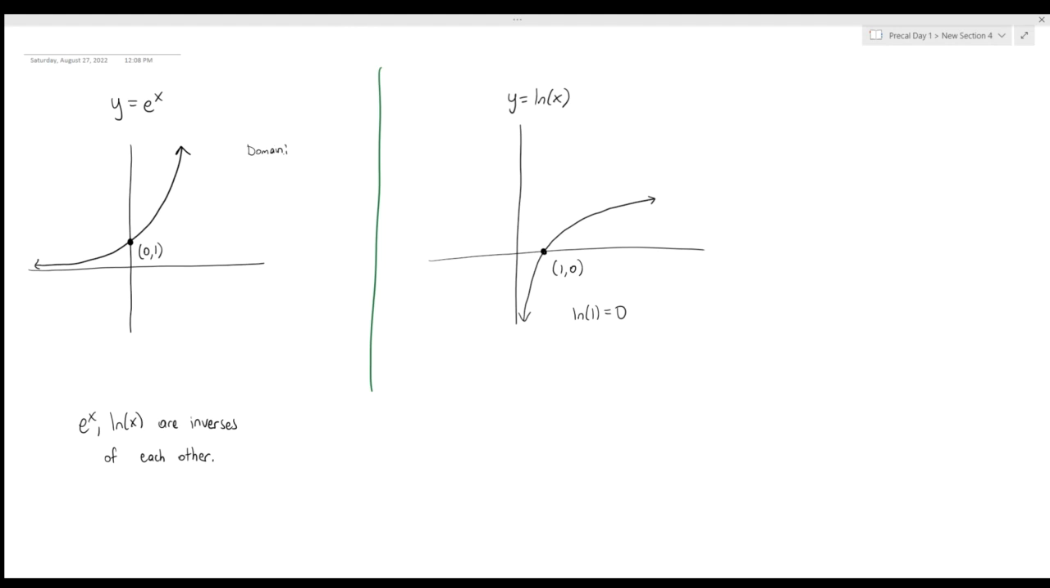If you look at the graph, there's no place where it's going to be undefined. So the domain is going to be all real numbers.